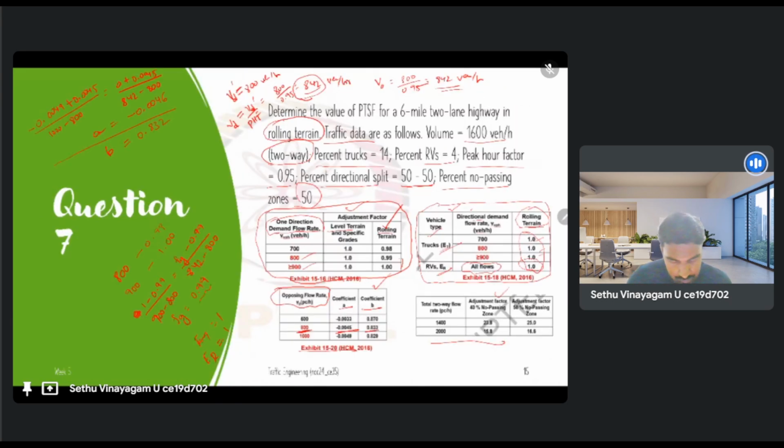So here we need the two-way flow rate and the adjustment factor for the no passing zone, which is 50% in our case, right? And what is the two-way flow rate? It is 1600, right? So again you have to interpolate between 1400 and 2000. If you do this interpolation, you will get this f_np as 21. It is 25 for 1400, 16.6 for 2000. So our value is in between those two and it will be 21.